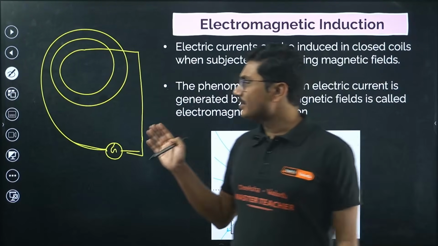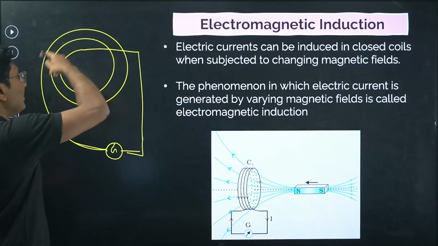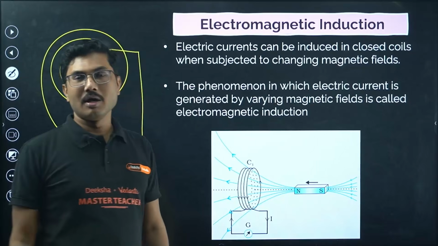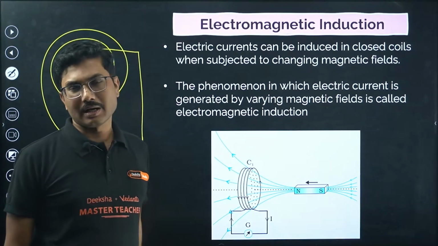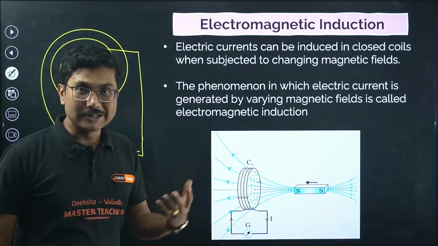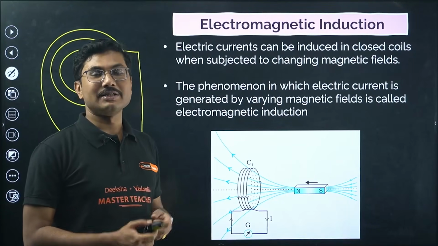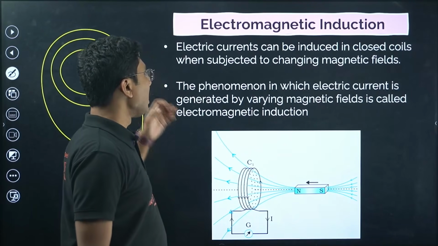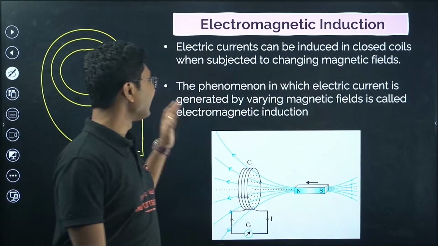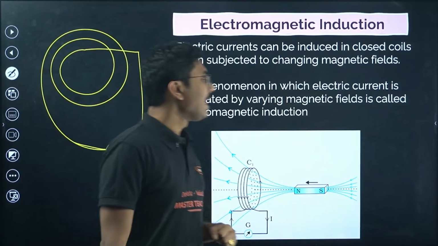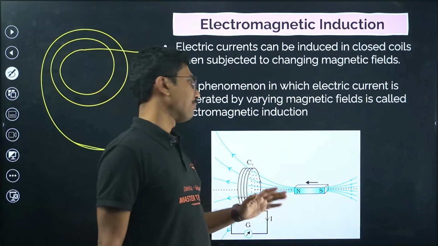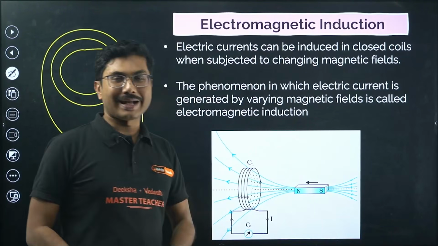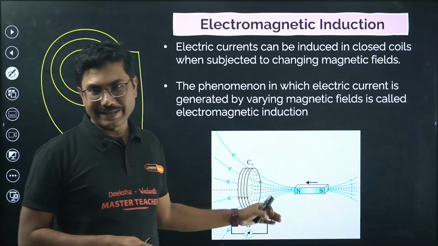If you can change the magnetic field lines linked with the coil, suppose initially the number of lines linked is 10, and as you move closer, more field lines get linked with the coil, so the field lines are increasing. Changing the magnetic field lines means either you are increasing or decreasing it. Both ways induction is possible. The phenomenon in which electric current is generated by a varying magnetic field is called electromagnetic induction. So induction is basically induced current, and it is because of the motion of the magnet. Electro means the current, and magnetic means obviously the magnet.